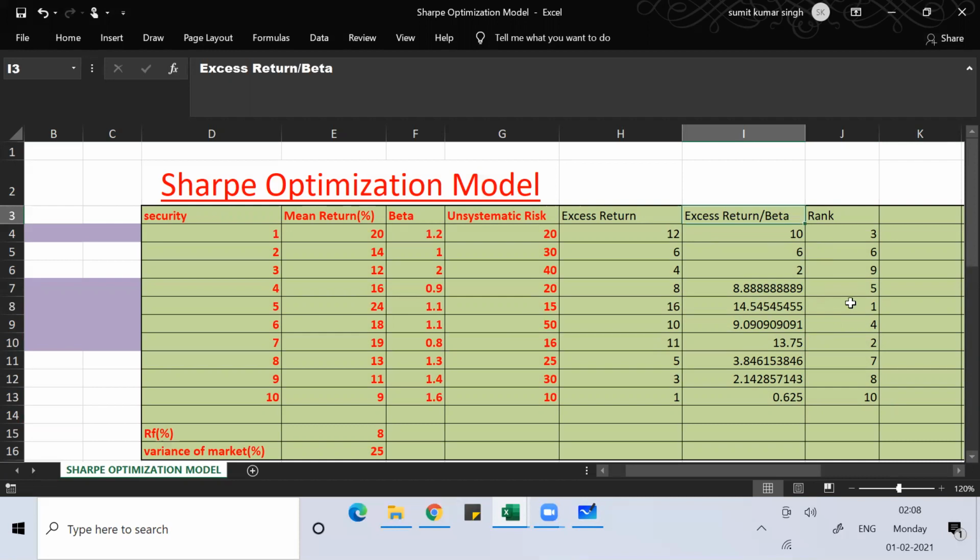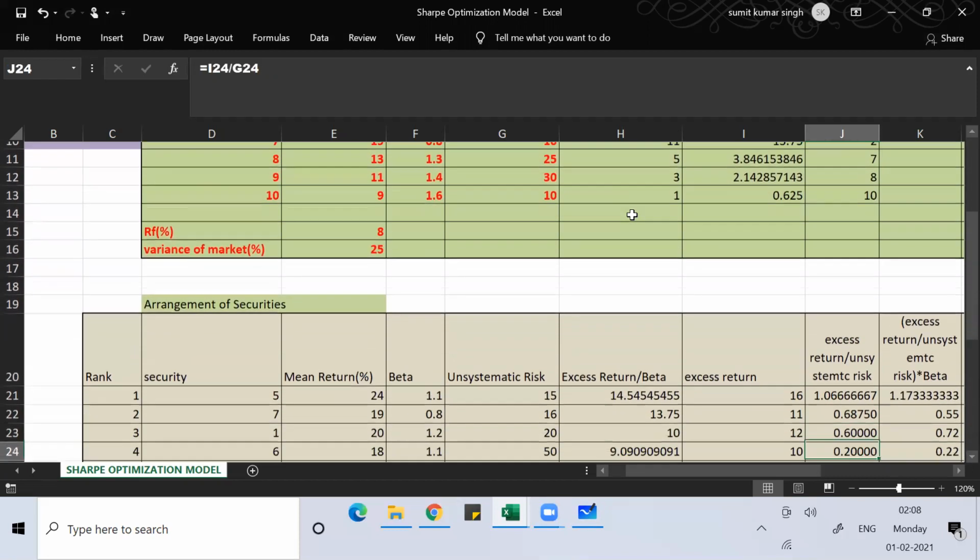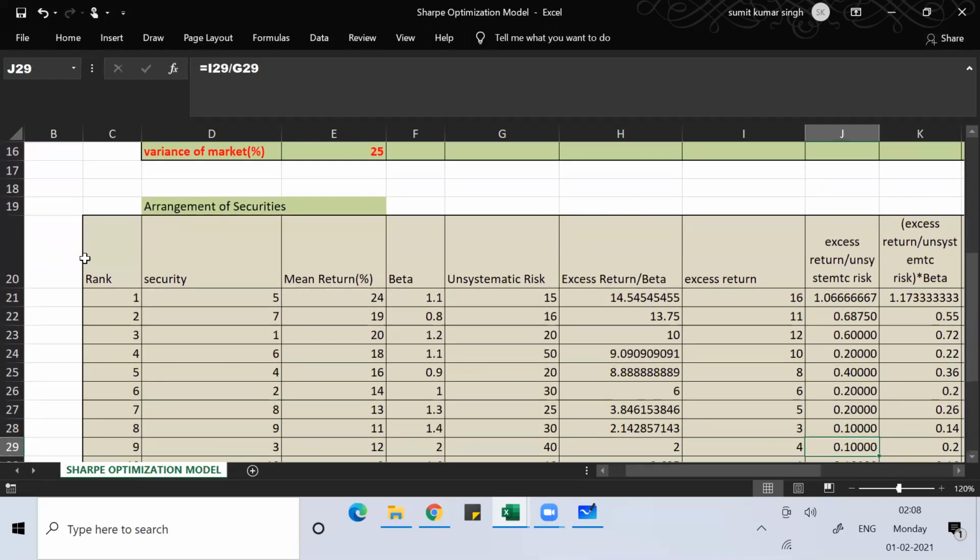Like this you arrange the stocks on the basis of their excess return by beta. Clear everyone? So in the Sharpe optimization model, the data written in red color will be given to you. The first thing you have to determine is the excess return by subtracting the risk-free rate of return from the mean return. Once you get that, find the excess return by beta of the stock, then give ranking to the stocks based upon their excess return by beta. Once that part is done, I arranged the stocks on the basis of excess return by beta.